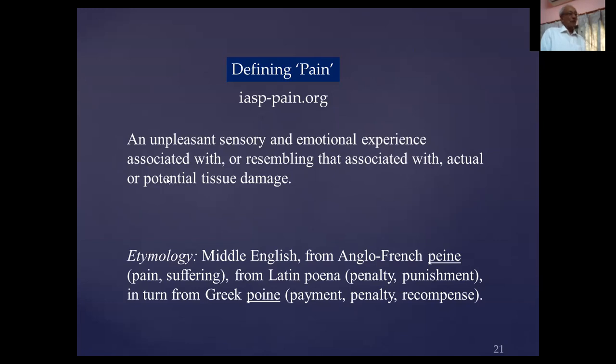But you will find patients where you are not able to discover any damage. Even then, the patient is complaining of pain, and maybe severe pain. Isn't it? So, actual or potential. But potential means something which is likely to occur in future. But pain is present and the damage is future. Difficult to understand, isn't it?